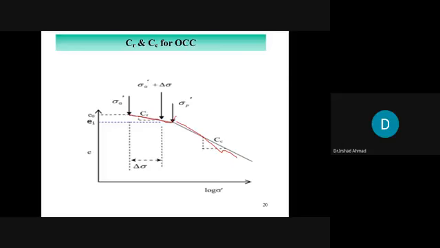So you have Cc, slope of the virgin curve, which is called the compression index. You have Cr, slope of the recompression curve, right? You have sigma naught prime, current effective stress that corresponds to the initial void ratio, and you have sigma p prime.